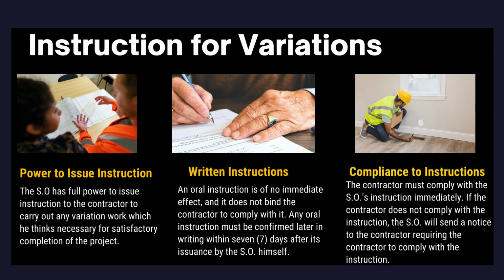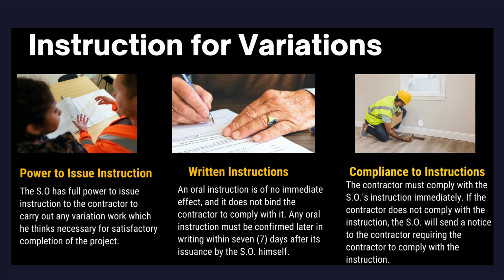Instruction is very important for variation works to take place. Therefore, all parties should understand all of these matters. Firstly, it is about the power to issue instruction. The superintending officer has full power to issue instruction to the contractor to carry out any variation work which he thinks necessary for satisfactory completion of the project.